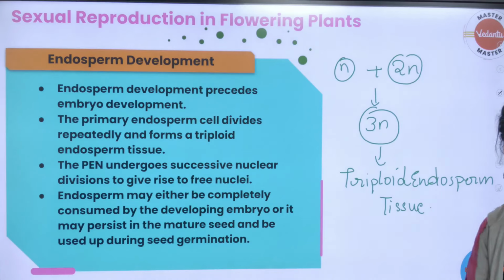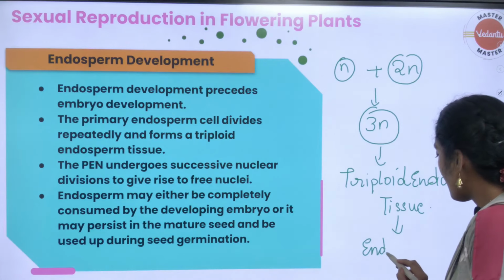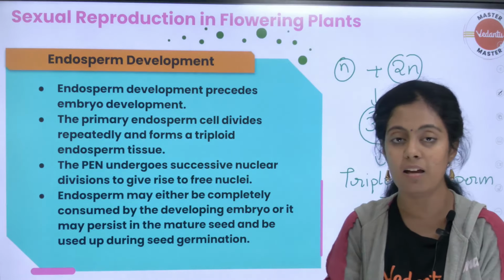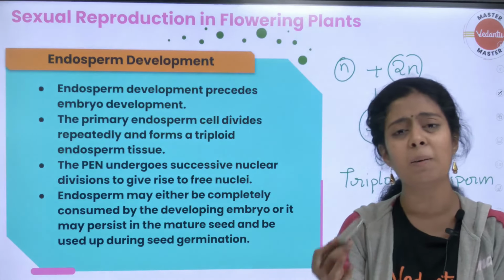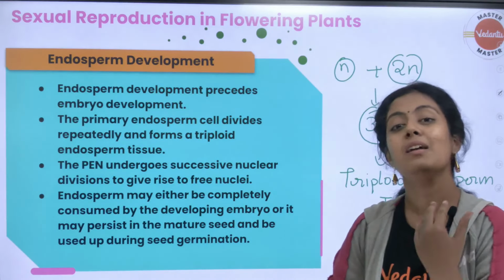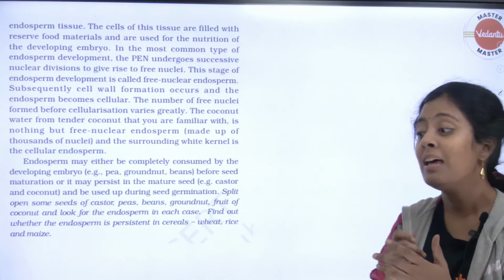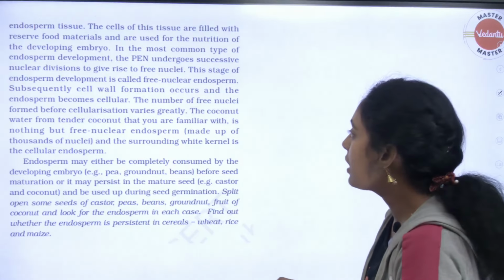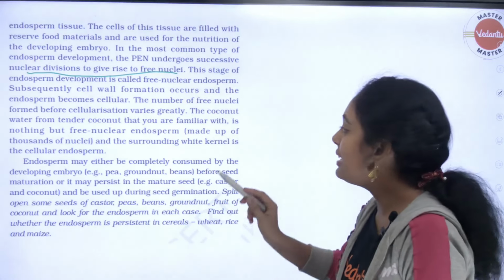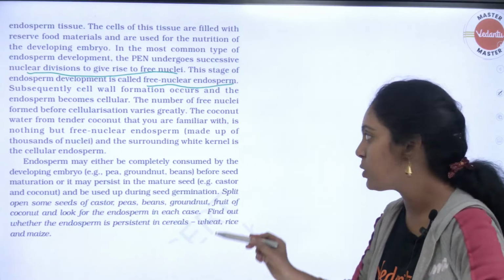Okay, and this triploid endosperm tissue will later on develop into endosperm. Ma'am, what is endosperm? Endosperm is nothing but a reserve food material, guys. Okay, sometimes this endosperm may be completely used up during germination, or some amount of this endosperm will remain even after germination. Okay, so now in this endosperm development there are 2 types of division. Okay, so they undergo nuclear division to give free nuclei. Okay, this stage of endosperm is called free nuclear endosperm. So there are 2 types of endosperm.